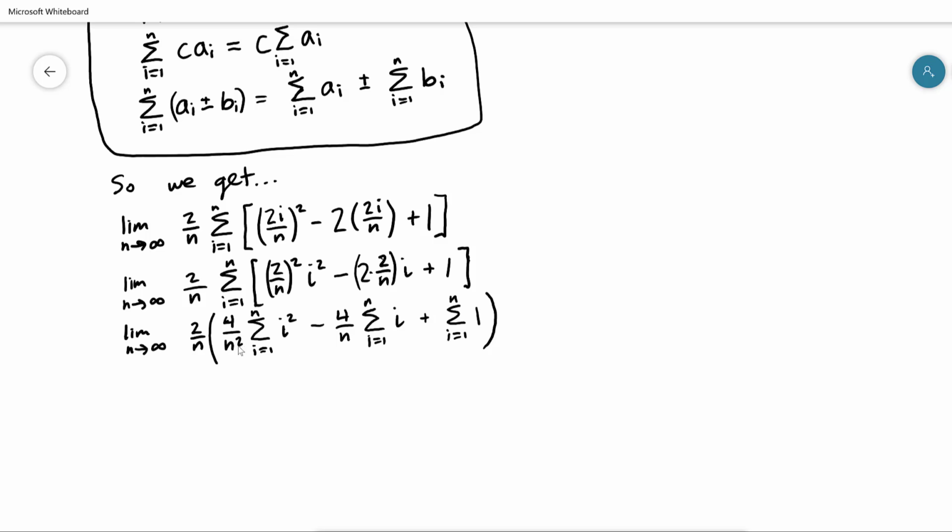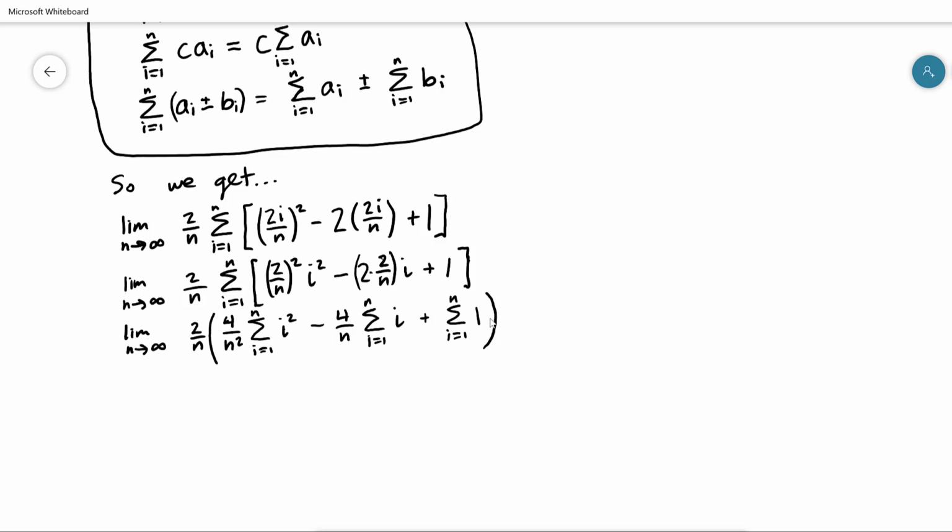Just to make it totally clear, the 2 over n is the same as this 2 over n. I haven't changed that. This piece right here, the 2 over n squared, I pulled outside the sum, and I changed the 2 squared to this 4, and the n squared to n squared. So here's 4 over n squared, and all I'm left with is the sum of the i squared part. I did the same thing here, converted this to 4 over n and pulled it outside of the sum. So here's my 4 over n outside of the sum, and all I'm left with is the sum of i. And lastly, here's one where we're just summing up the constant 1.